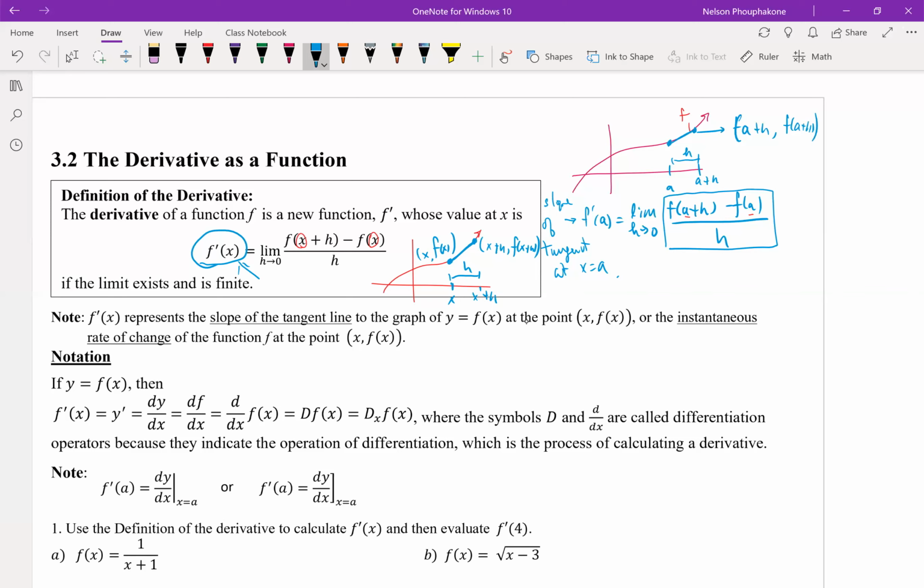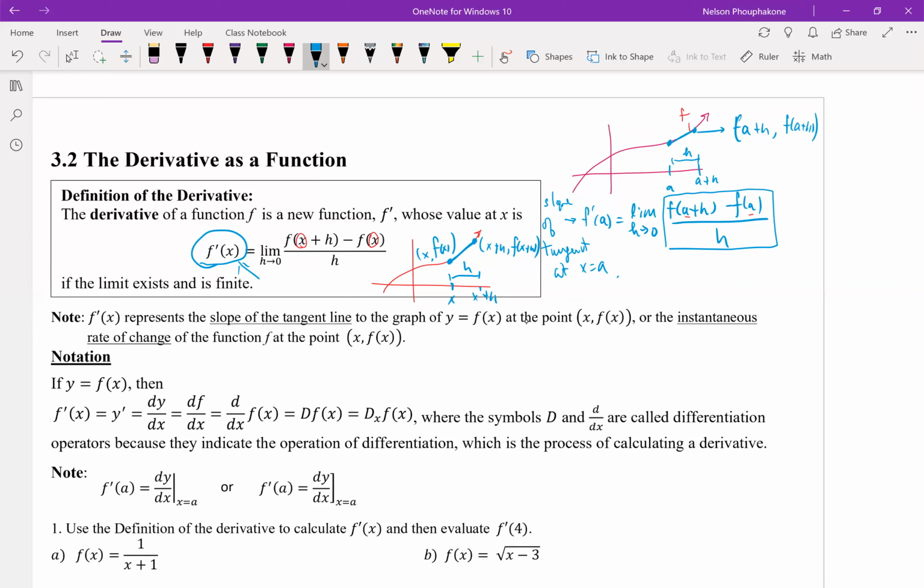Now again, remember this derivative is talking about the slope of the tangent line, and that's as a function of x. So f prime of x represents the slope of the tangent line to the graph y equal to f of x at the point x, f of x, or the instantaneous rate of change of the function f at the point x.